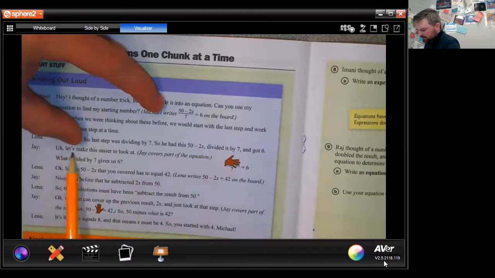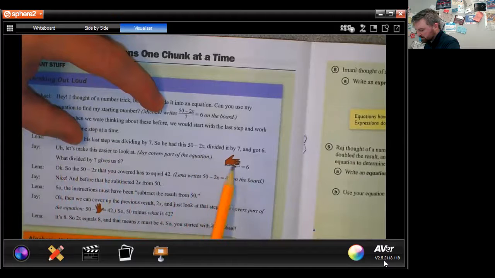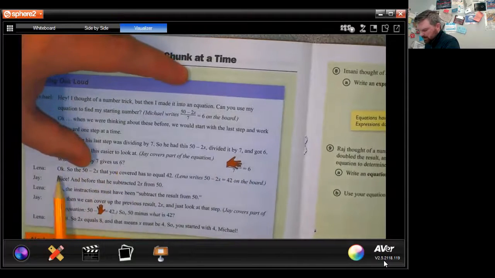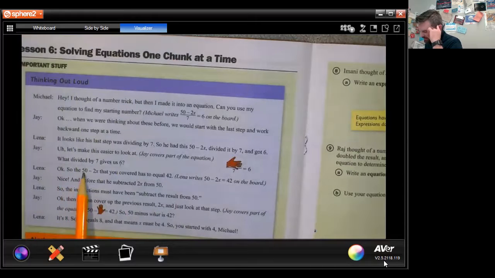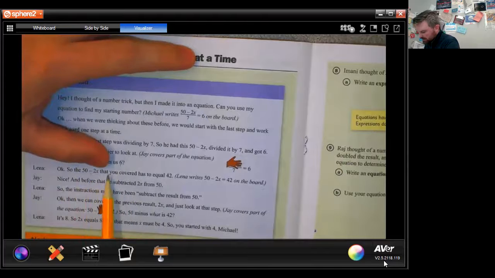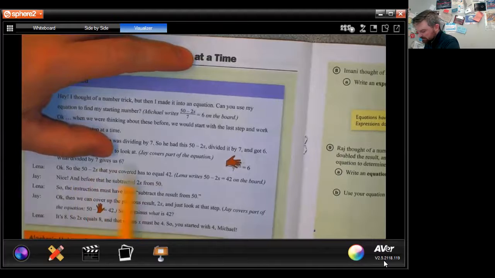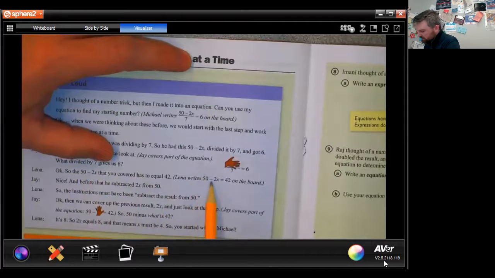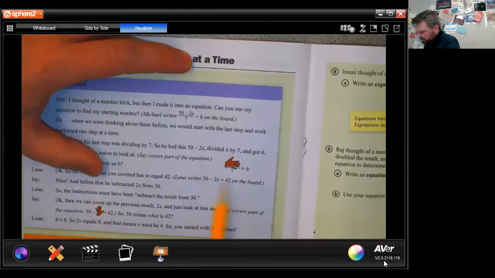Jay says, let's make it easier to look at, and then Jay covers part of the equation. So he covers that top half, which reveals divide 7 equals 6. What divided by 7 gives us 6? Okay, so the 50 minus 2x that you have covered equals 42, because that's 7 times 6, or 42 divided by 7 is 6. Lena writes 50 minus 2x equals 42 on the board. So that's our next equation.